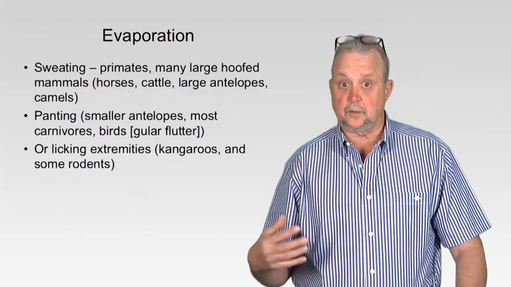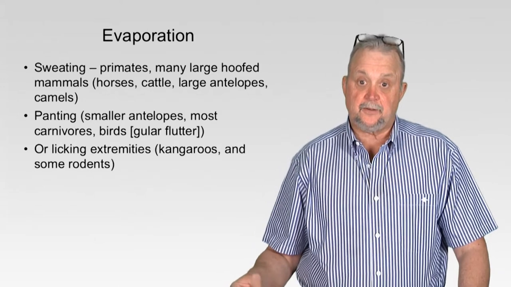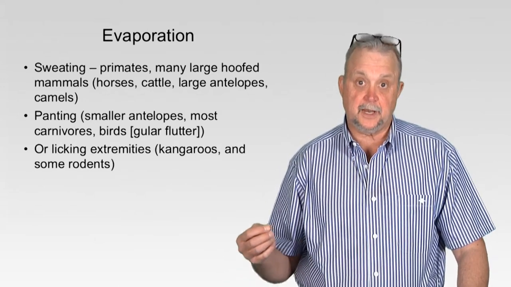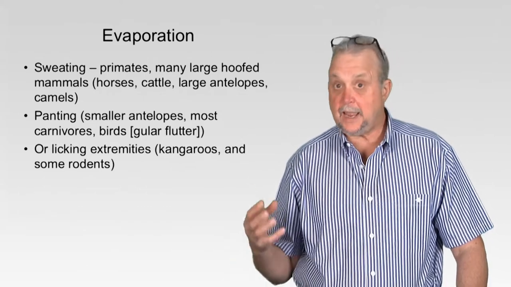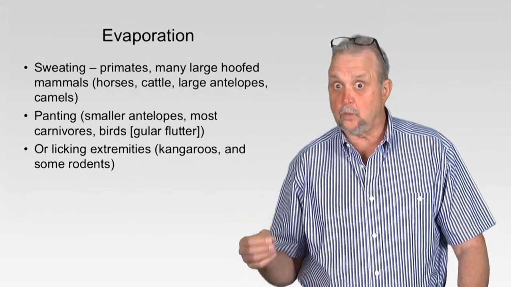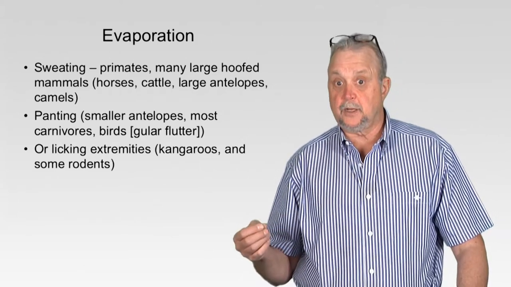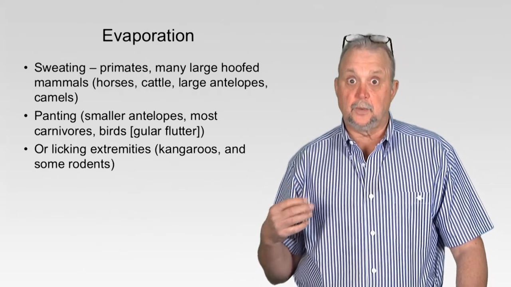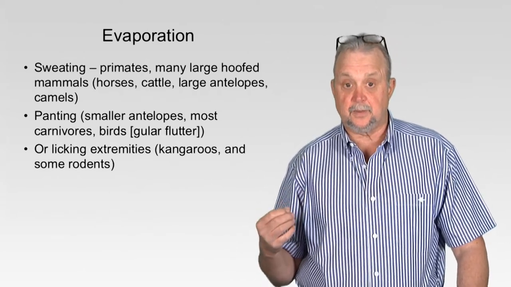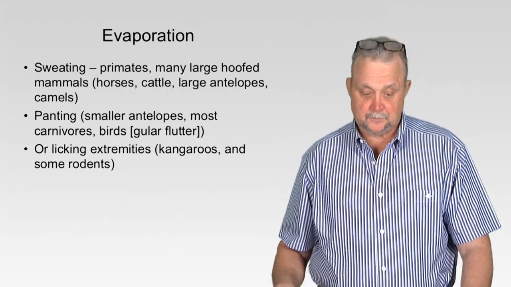So again, a little repetition here. You'll see sweating in primates and large hoofed mammals that can carry a lot of water with them: horses, cattle, large antelopes. Camels can sweat, but they won't when it's dry, and we'll get to that in a minute. Panting, smaller antelopes do this, carnivores do this, birds do it, we call it gular flutter, but it's the same thing. And then, as I mentioned earlier, licking the extremities.